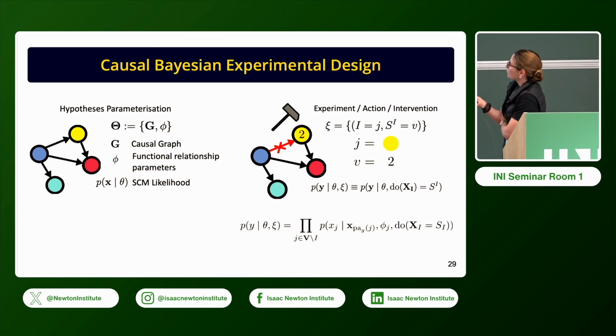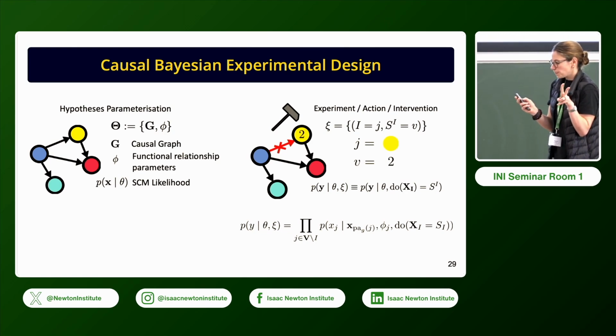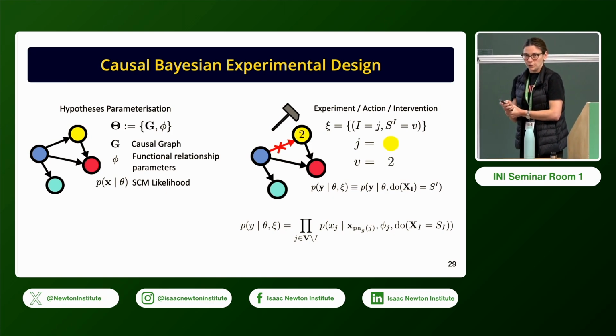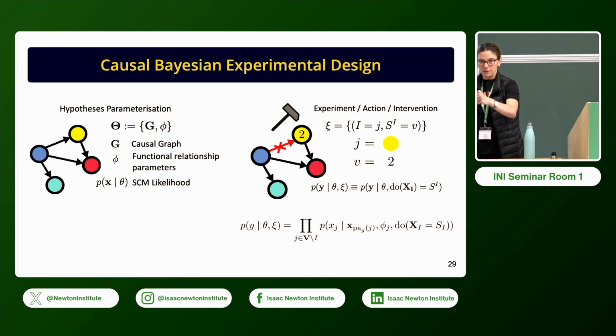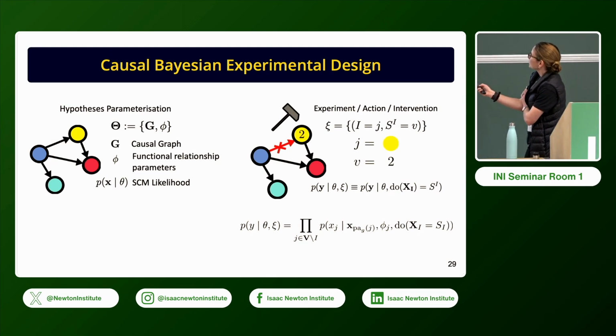We will be performing interventions, right? So to perform an intervention, we actually need two things. Number one will be to choose which node to intervene on, right? So in this example here, we're intervening on the yellow one, okay? And then we also need to decide what value to set the node to, right? So our design will be this tuple of the node and the value with which we're intervening.